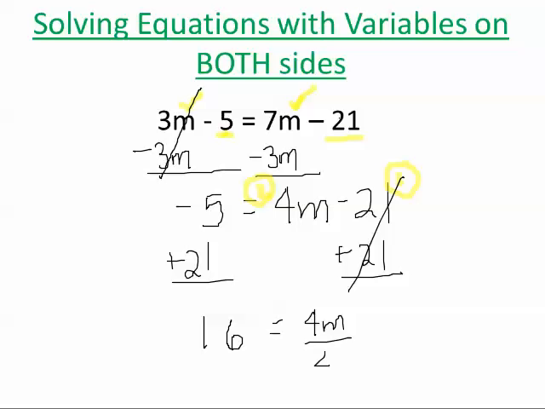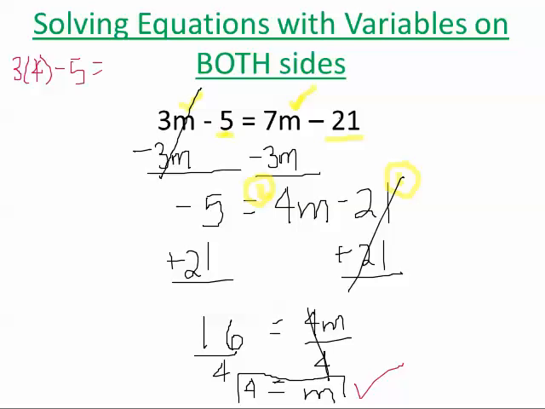Now I have 4 times m, so I'll divide by 4, and these are the steps that I'm hoping you're a little more familiar with from solving regular two-step equations. M equals 4. Can we check our answer? But of course we can check our answer. We can always take what we think m is equal to, put it back into the original equation, and see if we get a true statement.